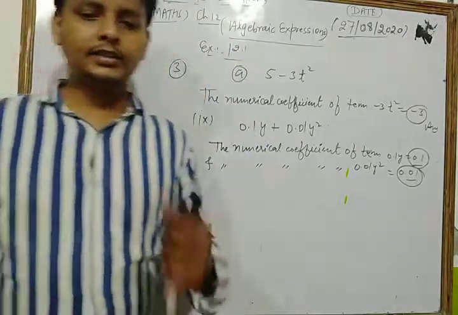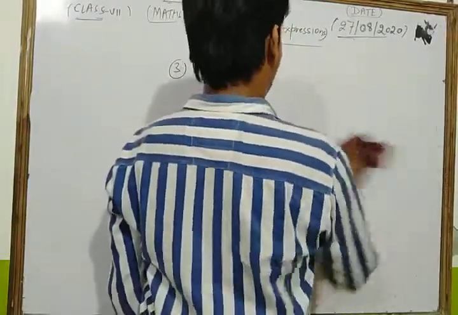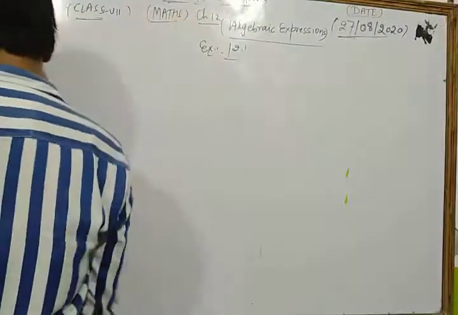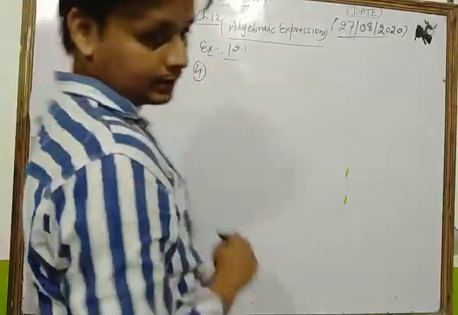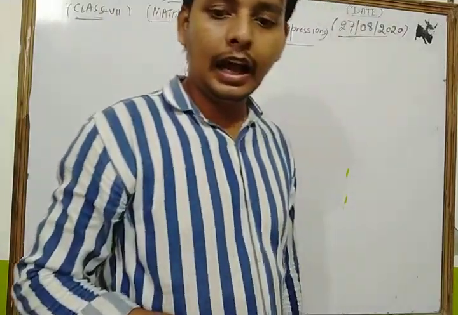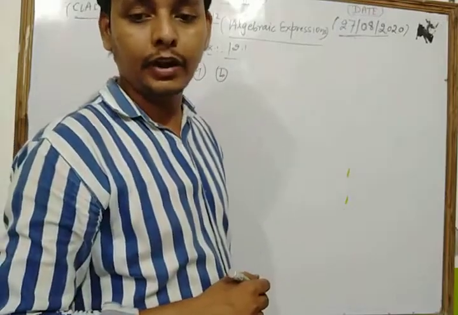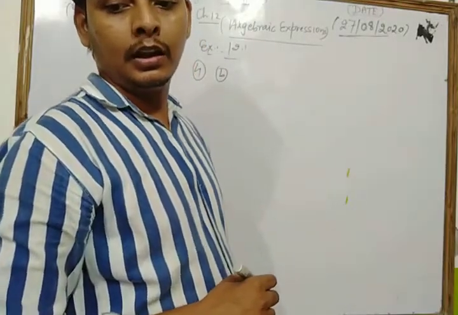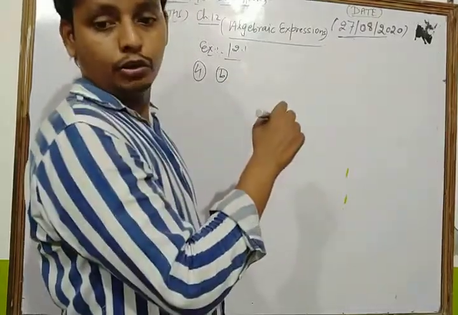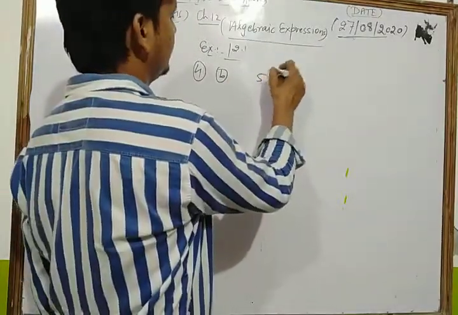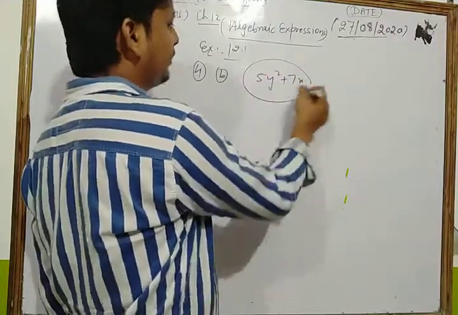Now here we take some questions of that exercise. Let's see. We take and solve the fourth question. We take the B part of the fourth question: identify the term which contains y square and give the coefficient of y square. Your B question is 5y square plus 7x. So which term contains y square? The first term, 5y square.